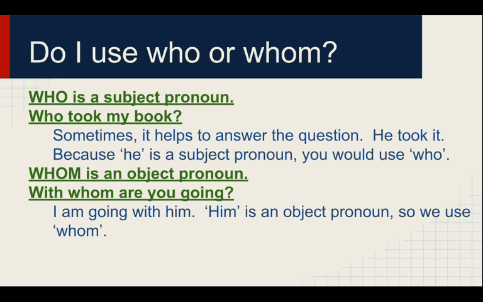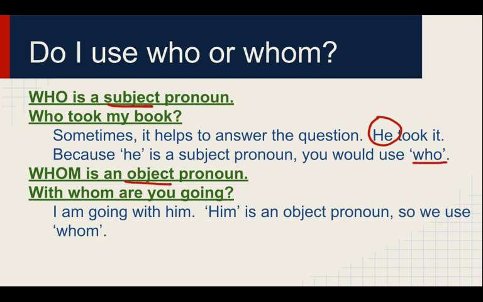Now, here's a trick. Who and whom are pronouns, typically used in questions. And a lot of students get confused when to use who or whom. So, who is a subject pronoun. So it's only used when it is the subject of a sentence. Who took my book? Because who is doing the action, taking the book, we use who as subject pronoun. Sometimes it helps to answer the question. He took it. Who took my book? He took it. Because he is a subject pronoun, we know to use who.